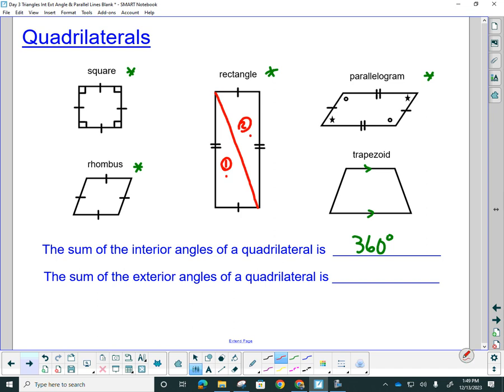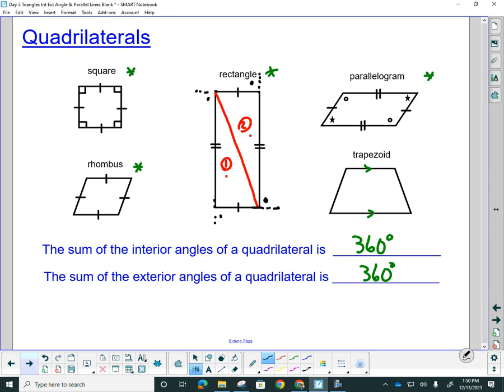But the exterior angles, well, the exterior angles also add up to 360. It's the same reason as the triangle: all the exterior angles of a quadrilateral would add up to 360. So if I extended all these, and I take this one, plus this one, plus this one, plus this one, again, imagine you shrunk this really close, you'd still get that circular idea. So the exterior angles of a quadrilateral are 360 degrees as well.